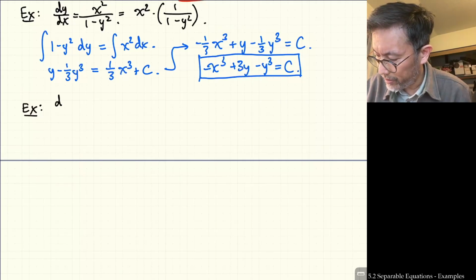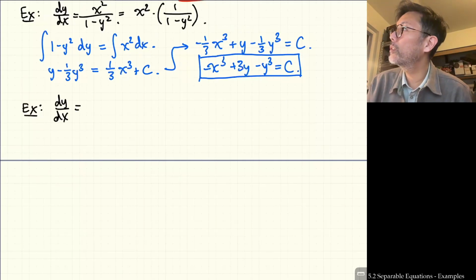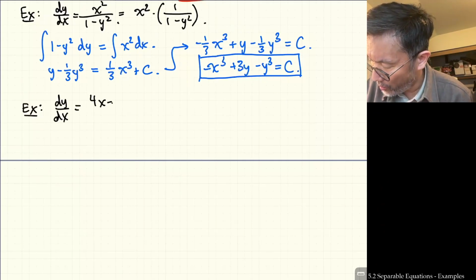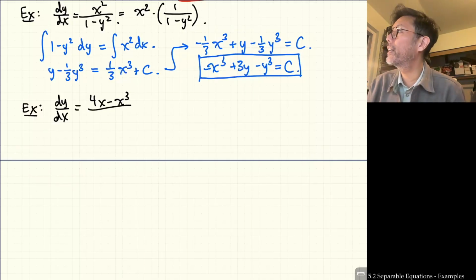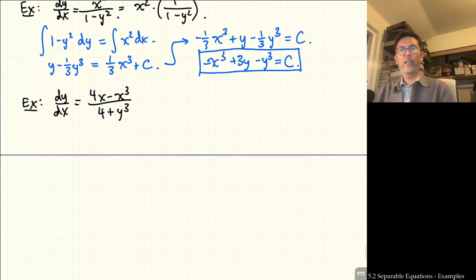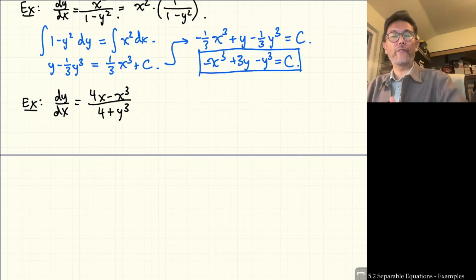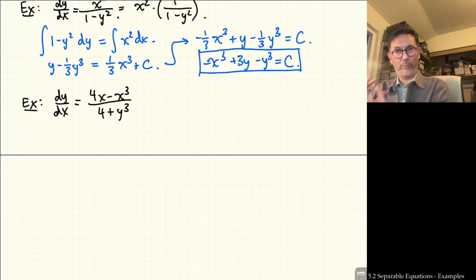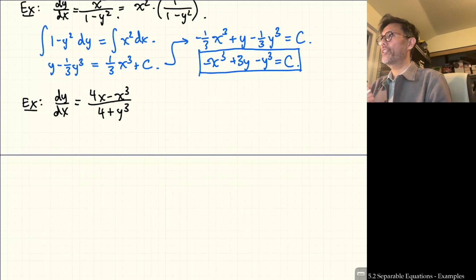dy/dx equals (4x minus x cubed) divided by (4 plus y cubed). Alrighty. Let's just solve this. I won't worry about initial conditions because I am interested to see what happens to the family of solutions for this particular differential equation.